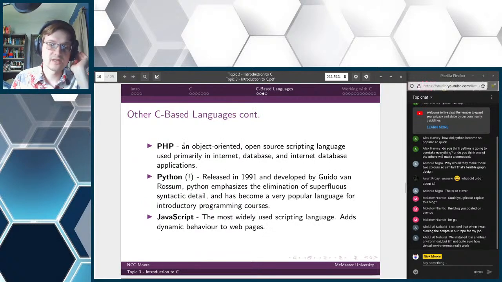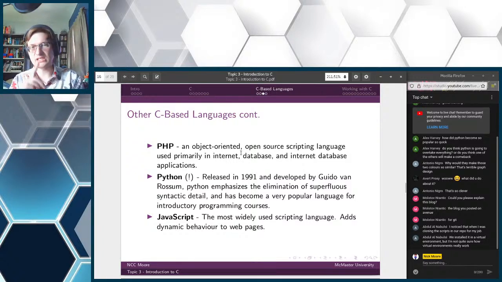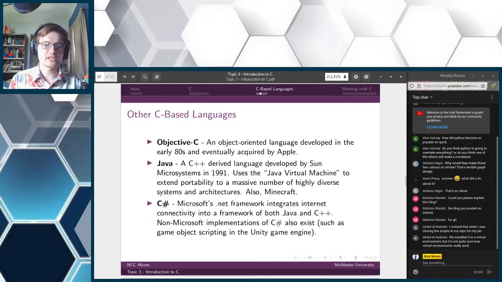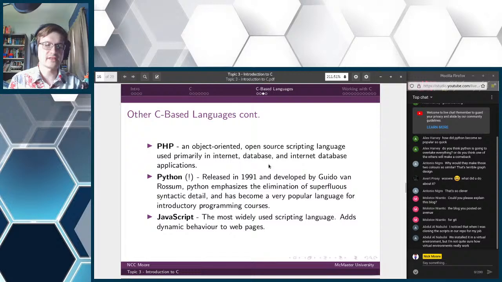PHP is C-based, an object-oriented open-source scripting language used primarily in internet database applications. Python, released in 1991, the same year as Java, was developed by Guido van Rossum. Python emphasizes the elimination of superfluous syntactic detail and has become a very popular language for introductory programming courses. And, of course, JavaScript, the most widely used scripting language, adds dynamic behavior to web pages. So, C++, Objective-C, Java, C#, PHP, Python, and JavaScript. And these are just the most popular ones.